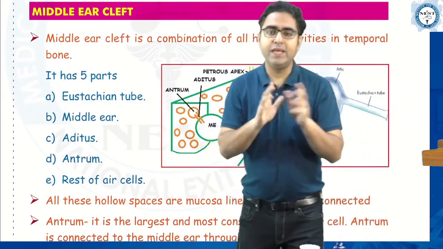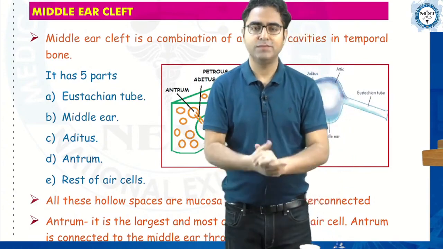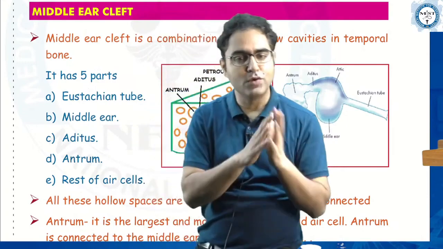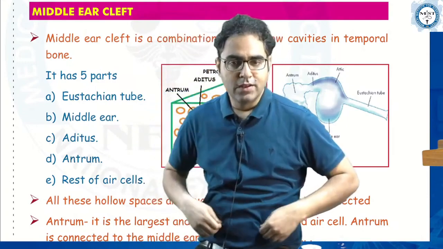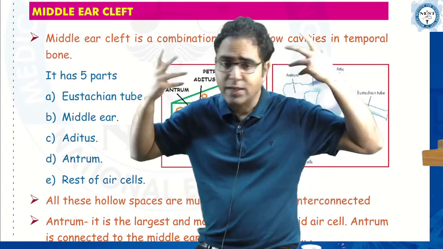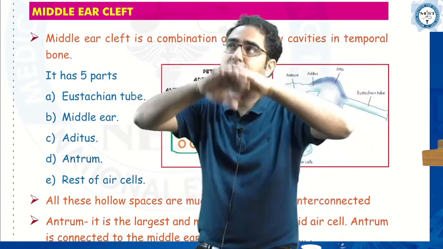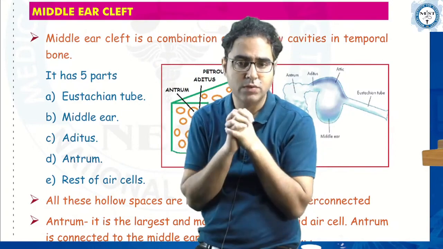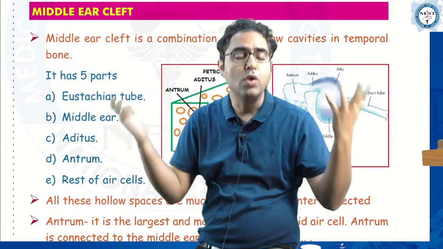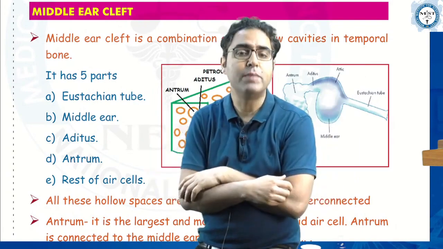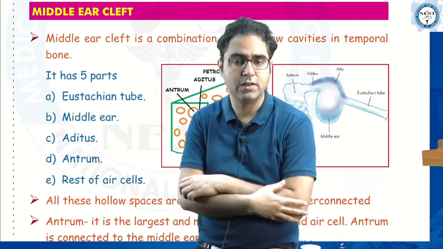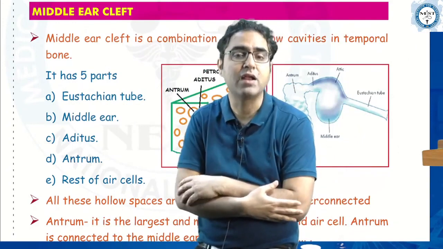Now, can you tell me the ear lies in which bone? Temporal bone. Middle ear is nothing but a hollow cavity in temporal bone. Is that clear, beta? I hope by now you are clear that external ear, middle ear, inner ear are in the temporal bone. But in the temporal bone, there are many other hollow cavities apart from middle ear. All the hollow cavities of temporal bone combined together are called middle ear cleft.